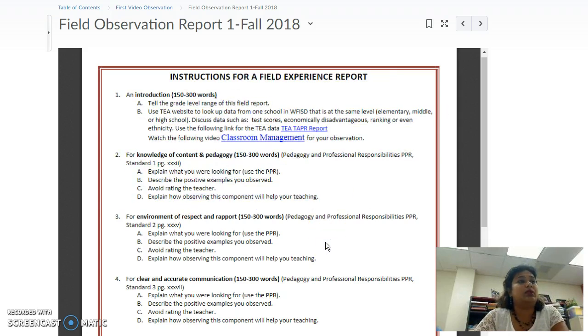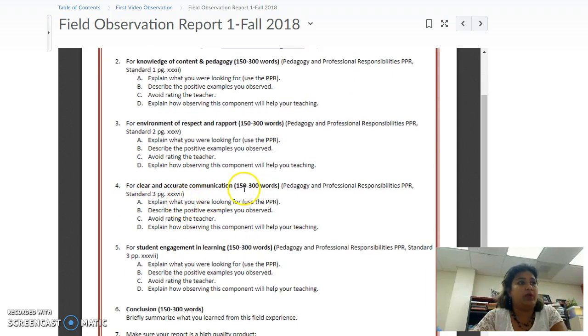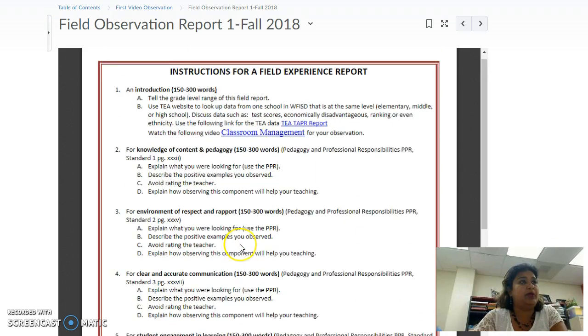I understand that quite a few of you are not going into the teaching field. So here you can write about how it helps you in your career, in your own learning, or as a parent, guardian, or person who's taking care of someone, or even just in your career. How does it help you if you can pick those things out? This is environment of respect and rapport, accurate communication, engagement.